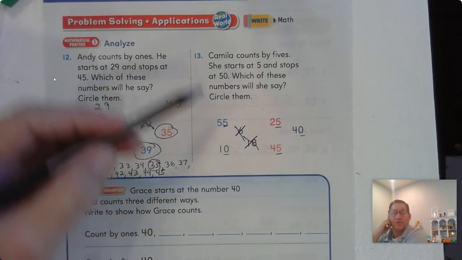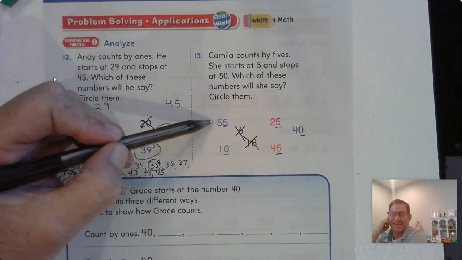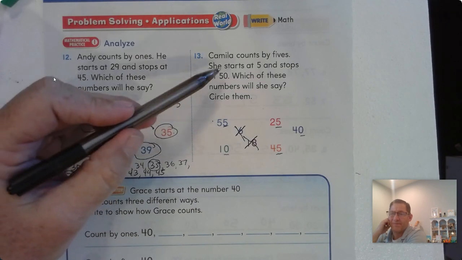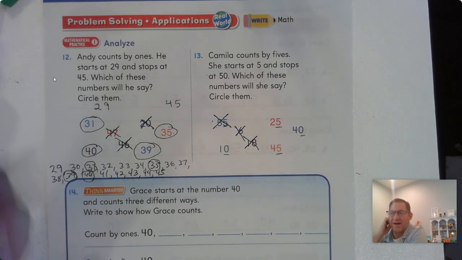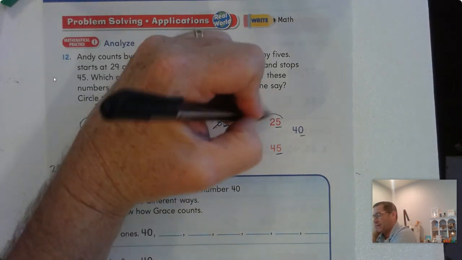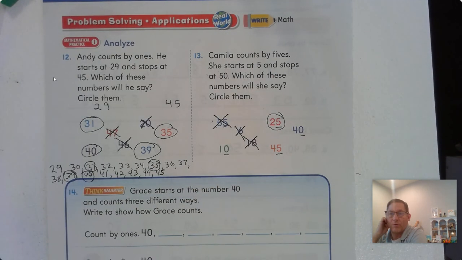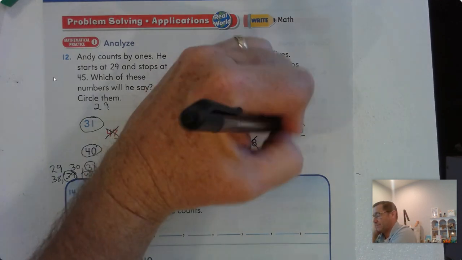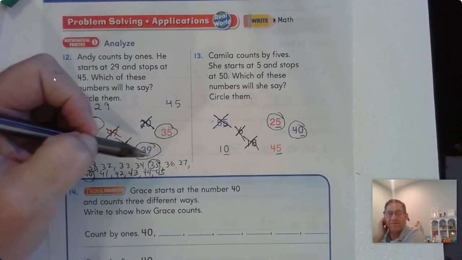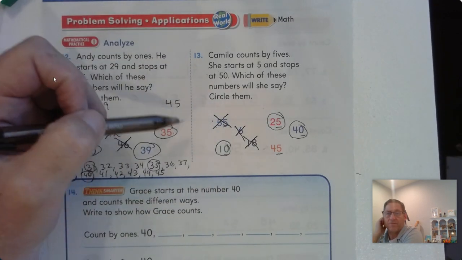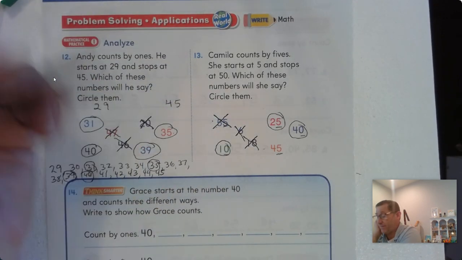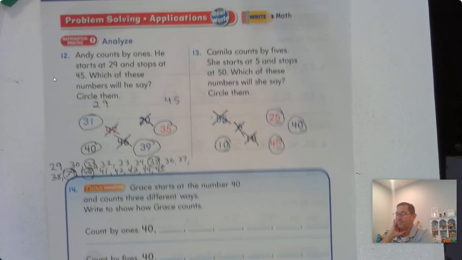So that could be, because it's ending in 5 or a 0. But now 55, does that come before 50? No, it would go 45, 50, 55. So we're not going to say that one. Are we going to say 25? Sure. 5, 10, 15, 20, 25. Yeah, we'll say that. 40. Does 40 come before 50? Yes. Does 10 come after 5? Yeah, 5, 10. Does 45 come before 50? 40, 45, 50. Yes. Okay.